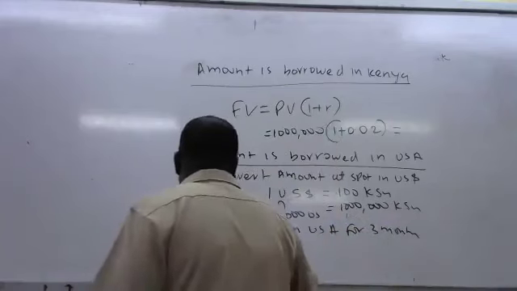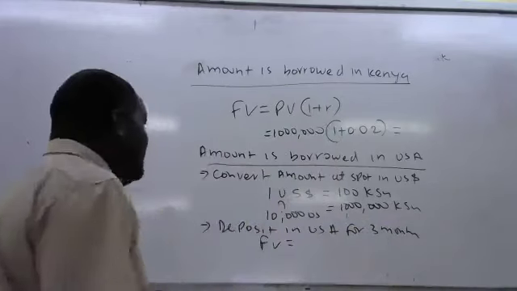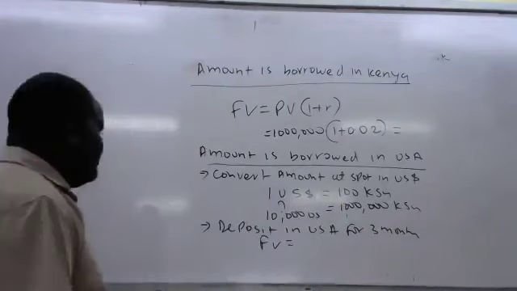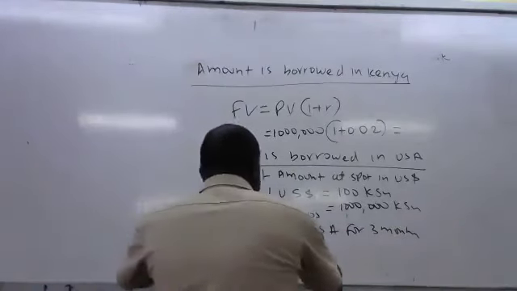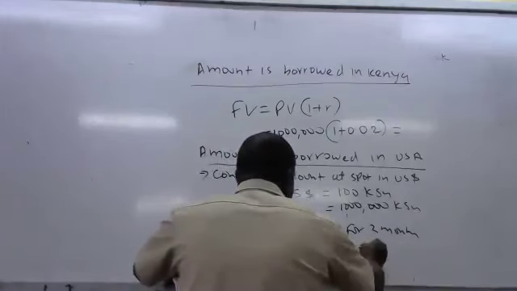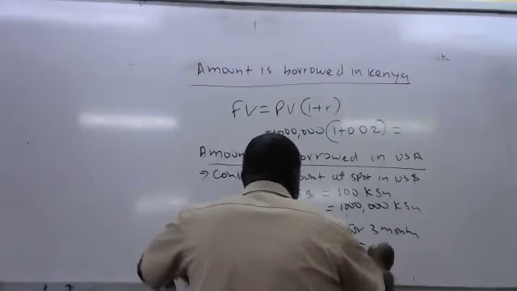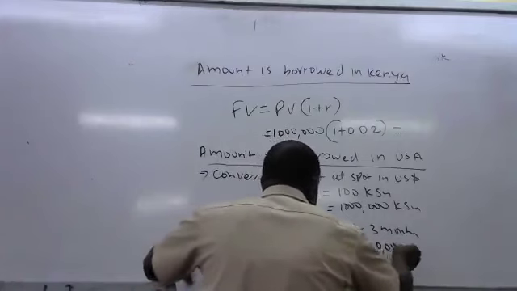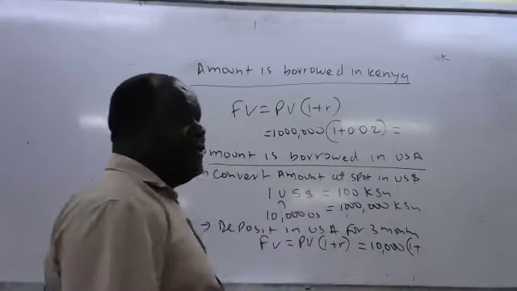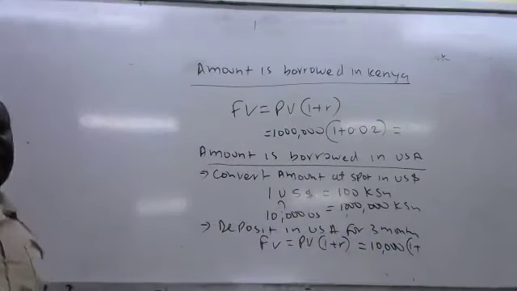What should be the future value for that? It is the present value times 1 plus R. So it is 10,000. Then in the US, what is the interest rate for 3 months? We had already calculated. It was 1 point.